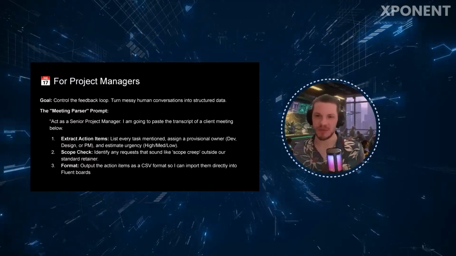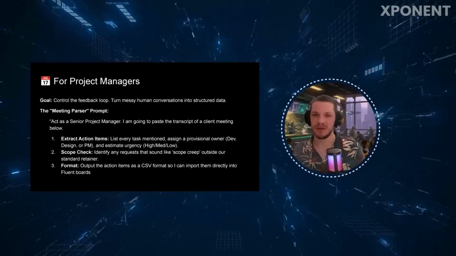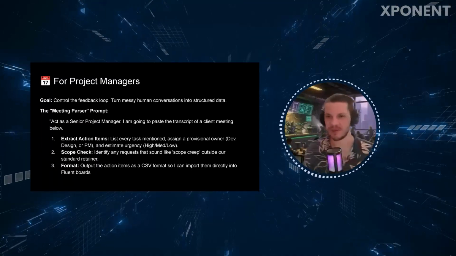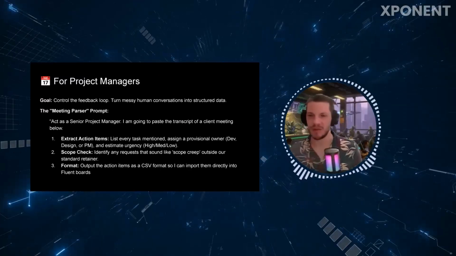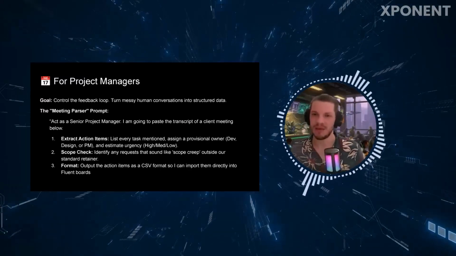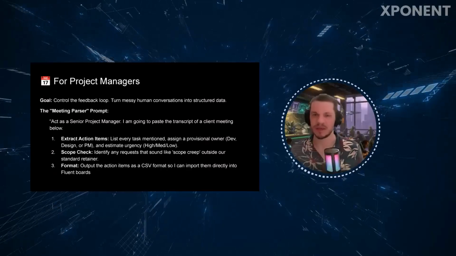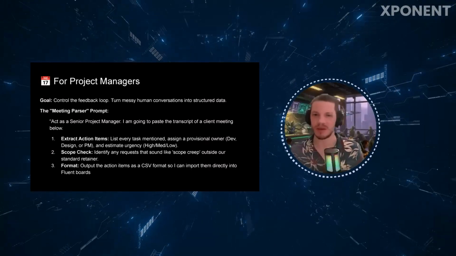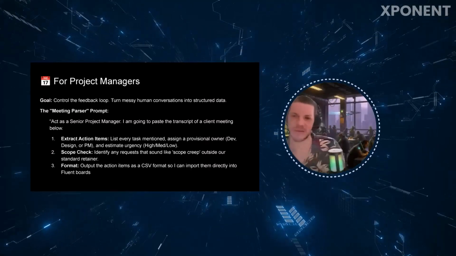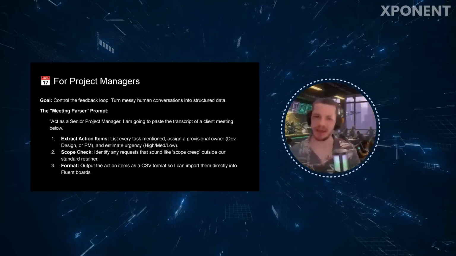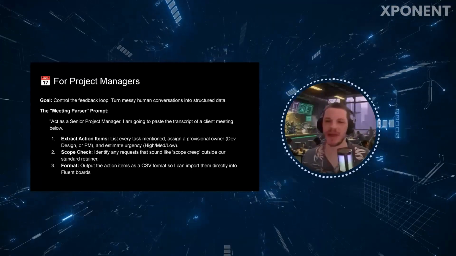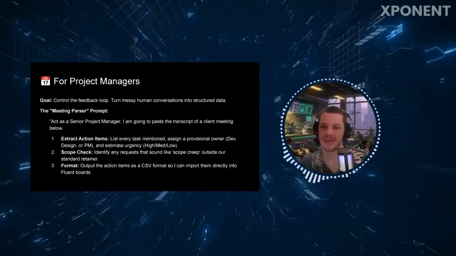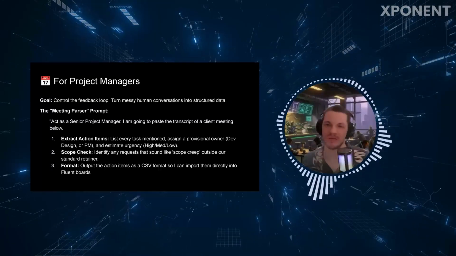So for project managers, the idea here is you're going to take your Google Meet notes and project brief and scope, and you're going to feed that into the LLM to try find scope creep and blind spots, and then automatically assign which piece of the project should go. Should this go to dev? Should this go to design? Should this go to PM? What's the urgency? And then format it. I want you to output this as CSV so I can import it into Fluent Boards.